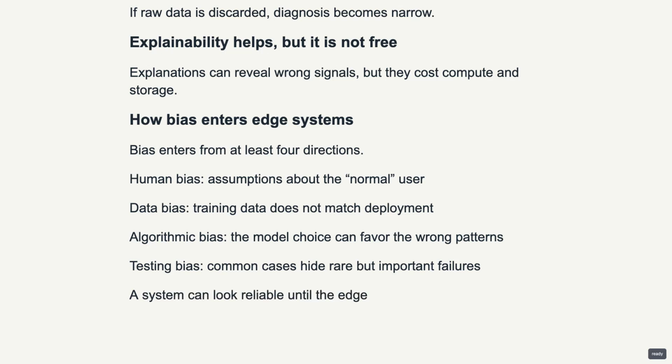A package monitoring model might perform well on clean, standard shipments and still fail on a partially obscured label in bad weather. That is the pattern to watch for. The system passes the routine case and then breaks on the one situation that actually matters.